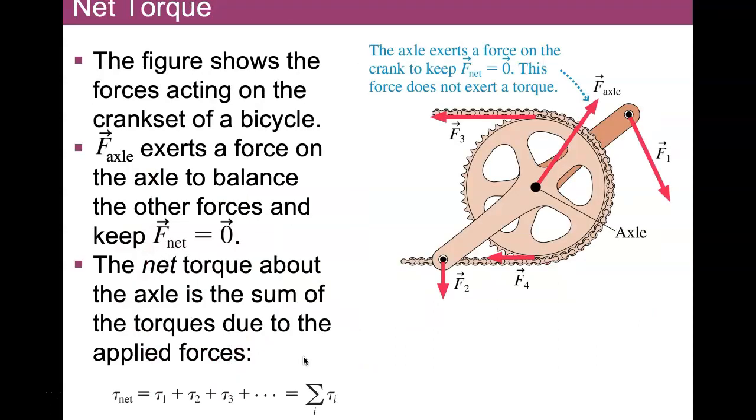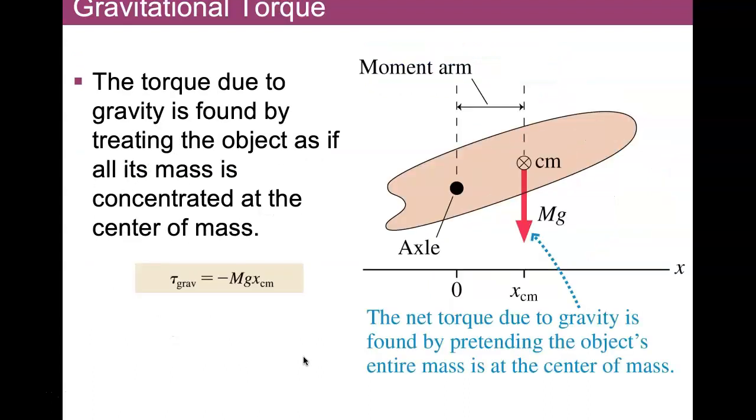So we talked about finding the net force and the net torque. We have forces acting at different places, and for each of them, we can find the torque using our formula. That allows us to find the net torque acting on any object. One thing that's quite useful to think about is the torque due to gravity.